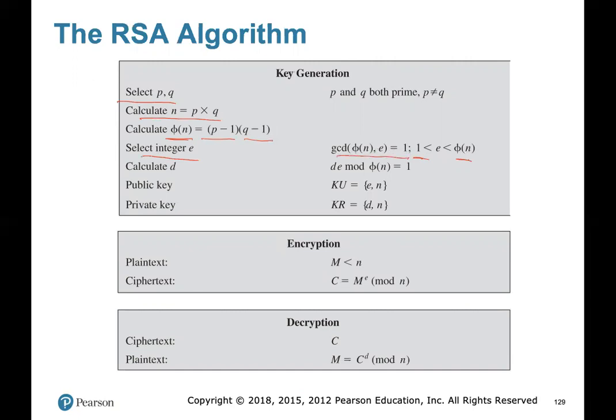And then we calculate D such that D times E mod phi N is 1. And then we are good to go. E and N are used as public keys, and D, and here in the book it says D and N, but N can be public. So I would prefer saying D. D is the private key. And the encryption process, decryption process, based on what I talked about.